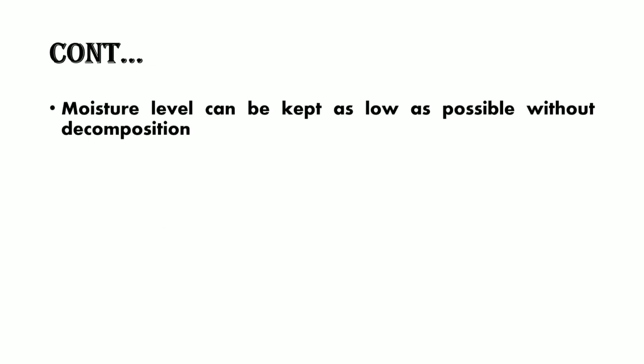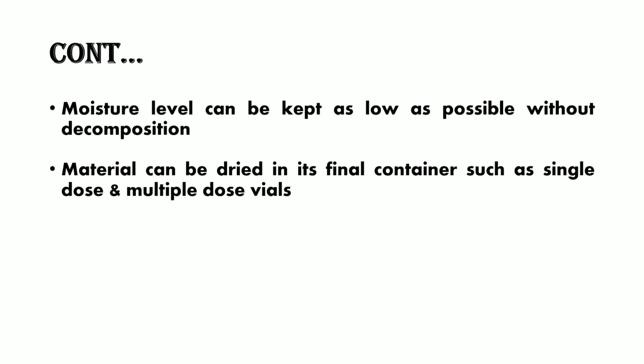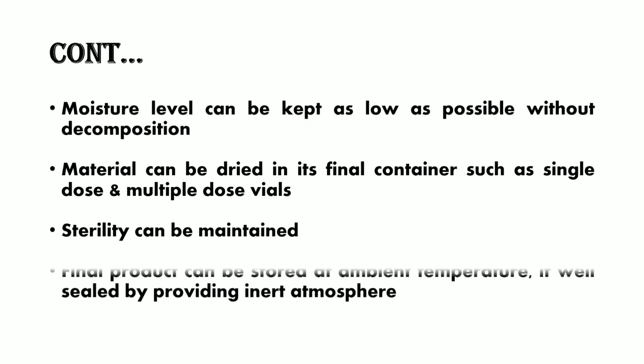Not only this, the moisture level can be kept as low as possible without any kind of decomposition when we use the freeze dryer. Material can be dried in its final container, such as single dose and multiple dose vials, as we have seen in the process that the product will be directly packed after the drying process. So material can be put into the final container. The sterility can be maintained, as well as the final product can be stored at ambient temperature if well sealed by providing an inert atmosphere by passing inert gas into those particular vials or bottles.